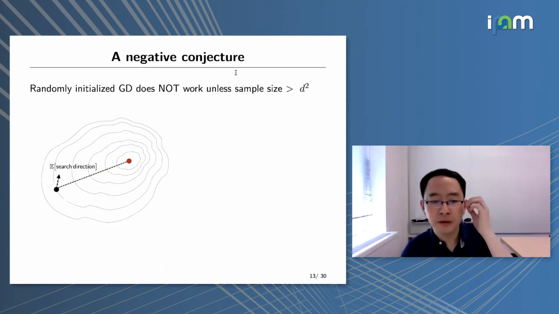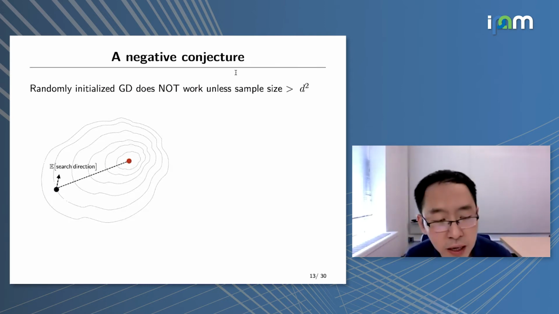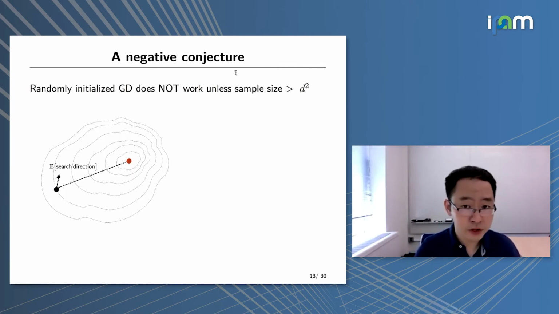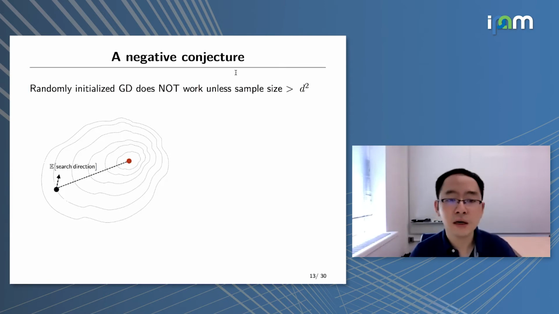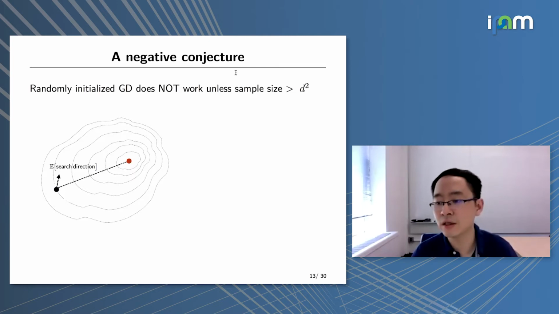Unfortunately, I would like to argue that this turns out to be not so good an algorithm to use. It's in stark contrast to the matrix case or the phase retrieval case. In fact, there's a conjecture that this algorithm does not work unless the sample size is very large, exceeding d squared.